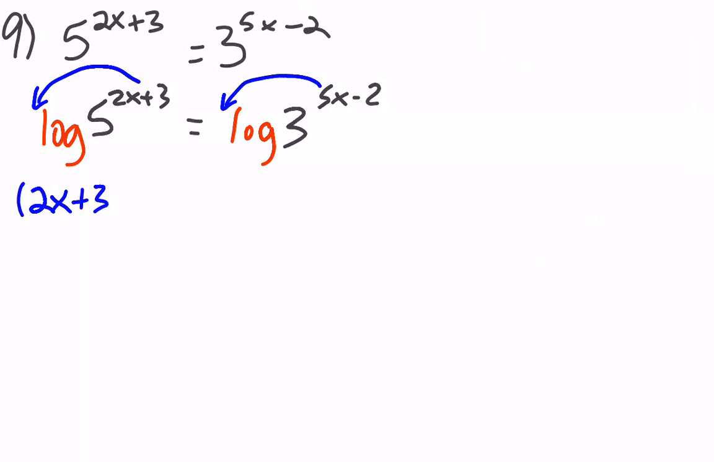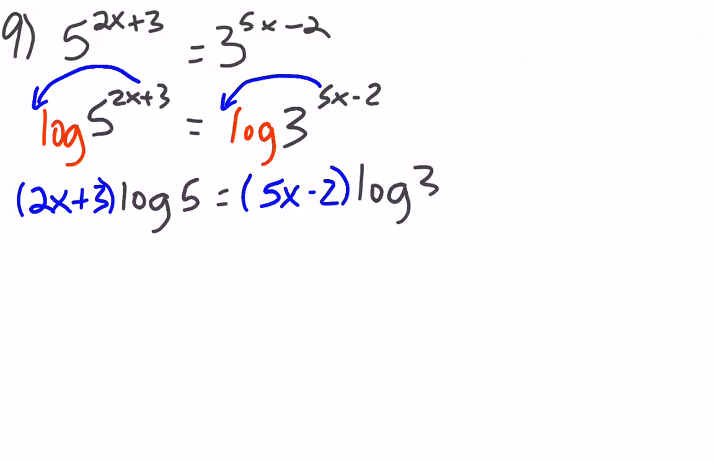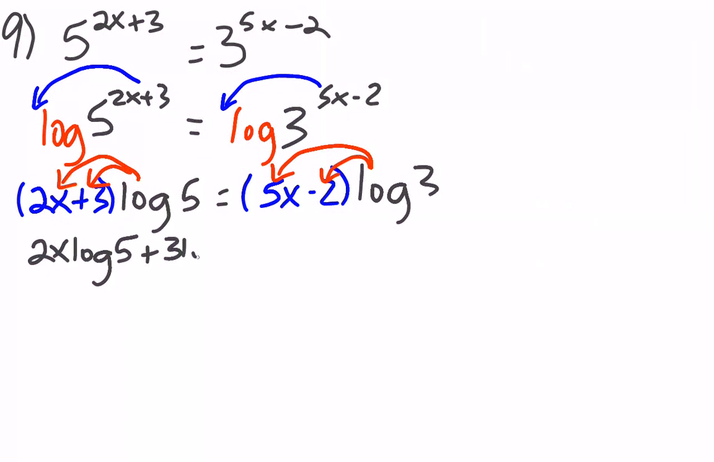Parentheses. I just imagine y'all out there saying parentheses back at me. Wouldn't that be beautiful? All right, equals 5x minus 2 log 3. Now, we have a whole bunch of junk on both sides, so we're going to distribute all this stuff. Distribute. That's what our next line is. So 2x log 5 plus 3 log 5 equals 5x log 3 minus 2 log 3.